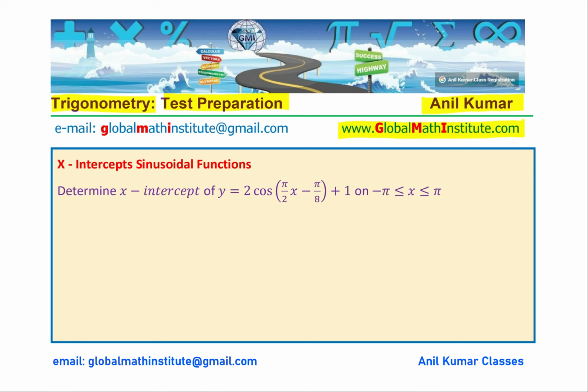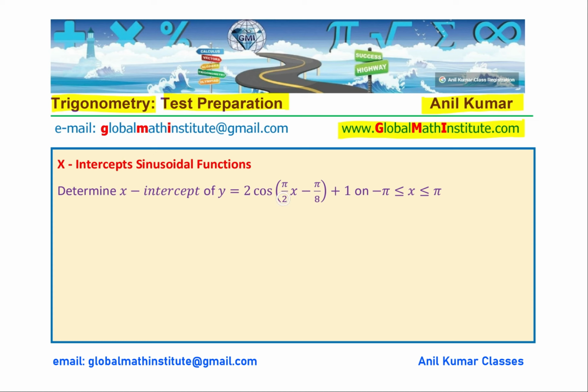So the question here is to determine the x-intercepts for y = 2 cos(πx/2 − π/8) + 1 on the interval between −π and +π. It is always a challenge to provide all these solutions within this interval, and the second challenge is to do it within the time frame in our test, right? We cannot afford to waste time in a test. So the whole idea of this series is to attempt the questions efficiently to get the correct answers. Perfect. So how do we solve this question in a test paper?